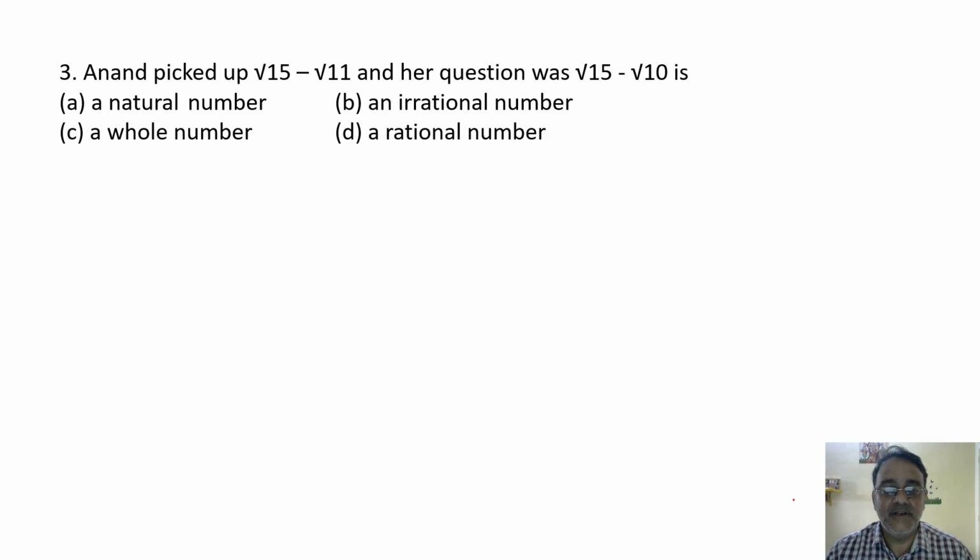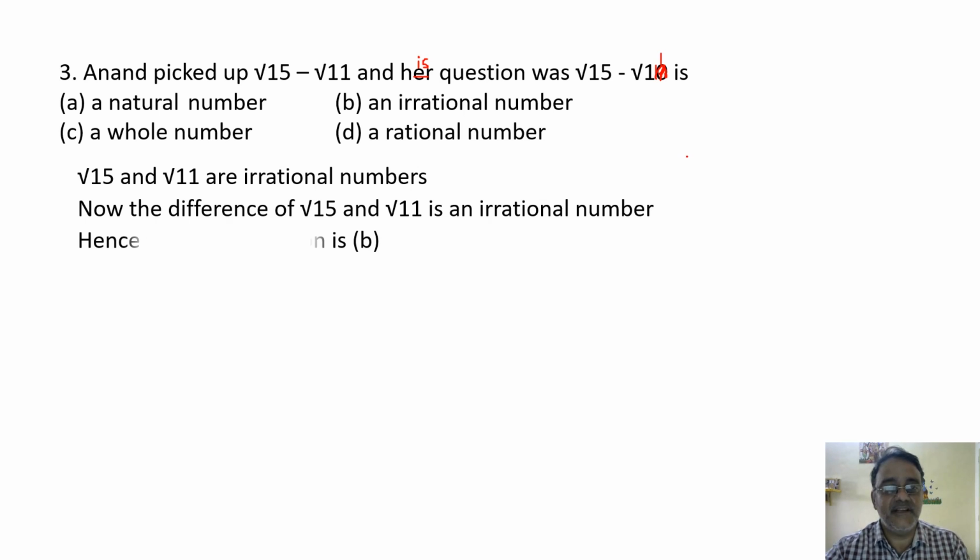Now we are moving toward the next question. Anand picked up root 15 minus root 11, and his question was root 15 minus root 11 is dash. Okay, here I am writing root 11, not root 10, no problem, that will also be right. Okay, so root 15 is an irrational number, and root 11 is also an irrational number, and the difference of root 15 and root 11 is also an irrational number. So the correct option is B.